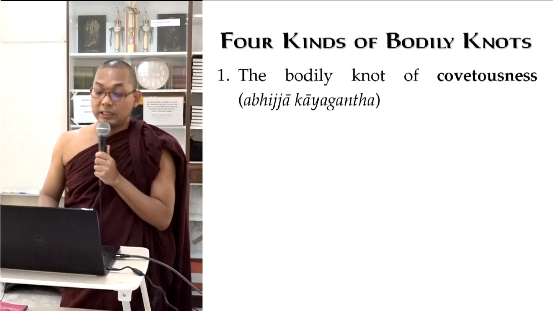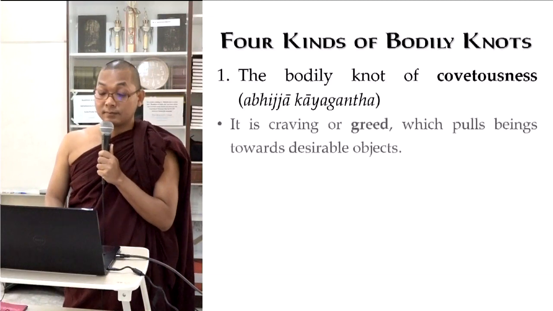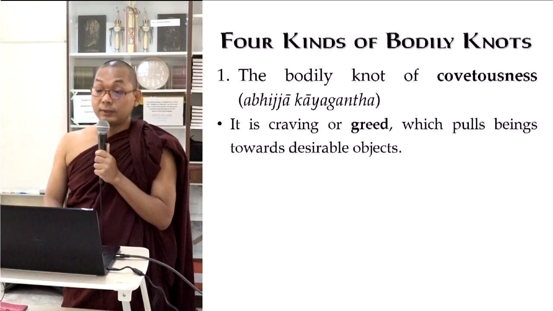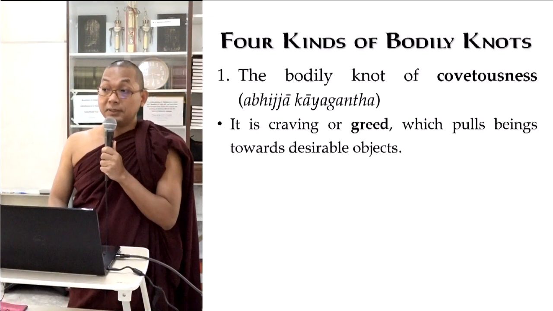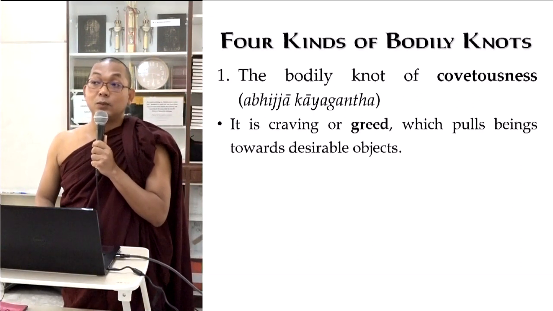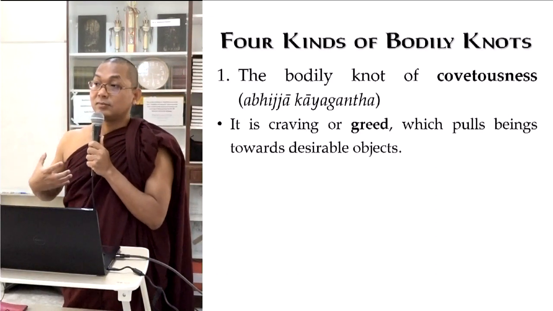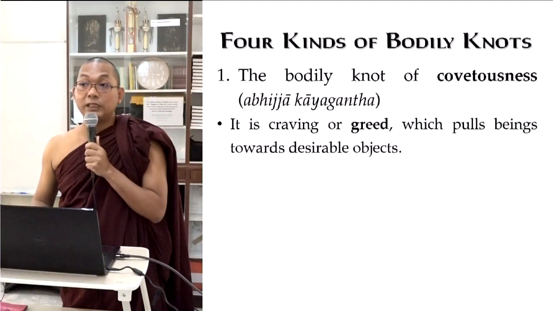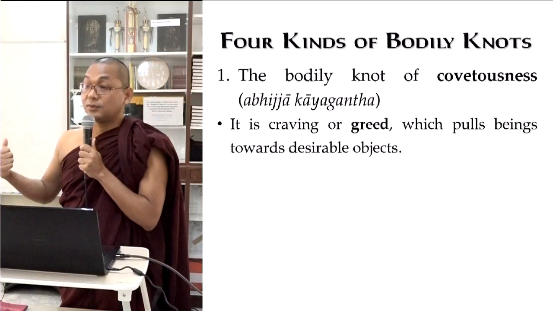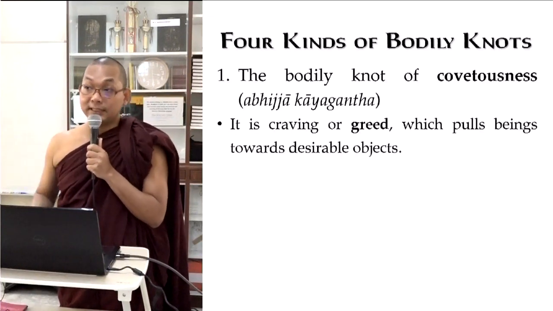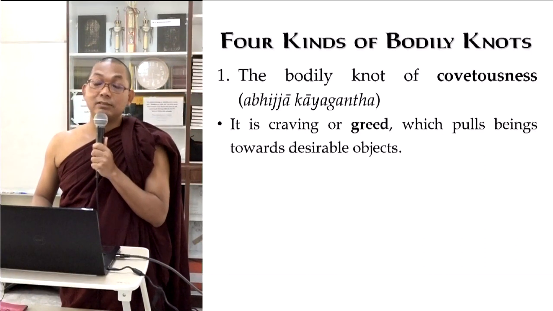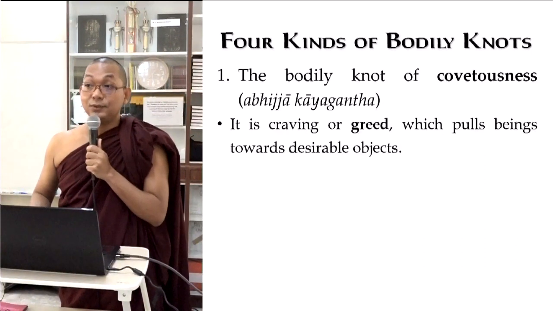Number one, the bodily knot of covetousness, abhijjha kaya gandha. It is craving or greed which pulls beings toward desirable objects. Normally, if we see and hear desirable objects, our mind is pulled to that object. We cannot run away. So that is called a knot. You are tied to that object. You see something, then your mind is tied to that object. You hear something, your mind is tied to that object.